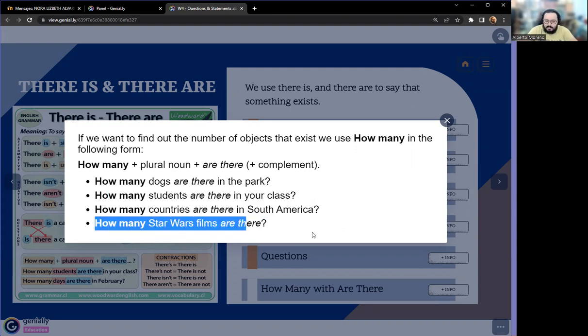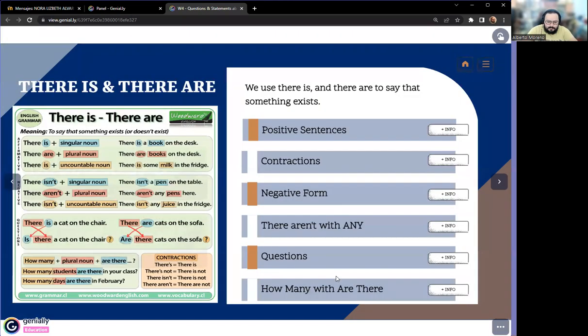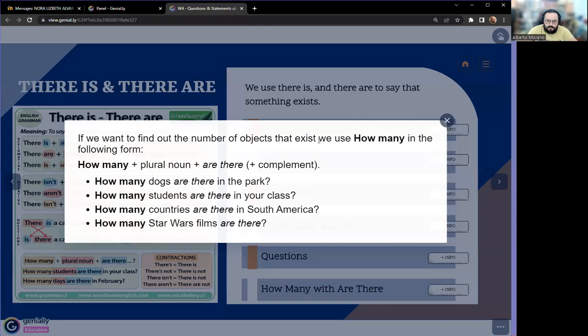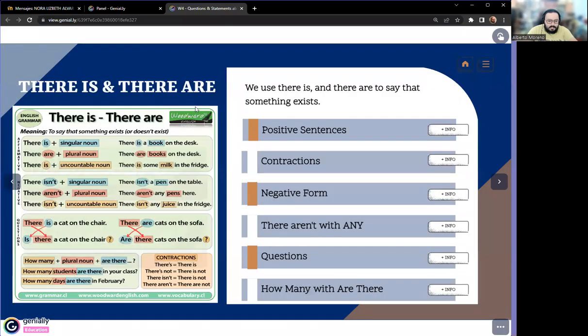And how many Star Wars films are there? So these are used when we want to find out the number of objects. So now let me explain this in Spanish.